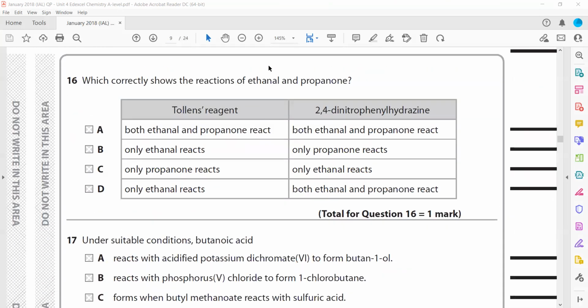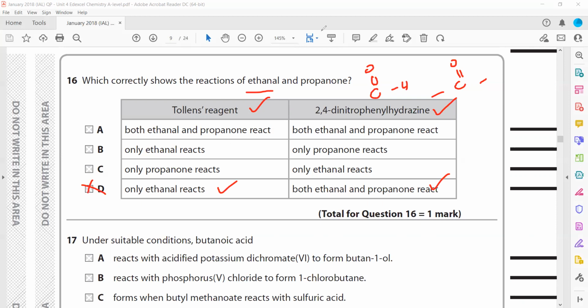Then which correctly shows the reaction of ethanal and propanone. Ethanal is an aldehyde, with Tollens reagent it can react. 2,4-dinitrophenylhydrazine is a test for aldehyde and ketone, both of them. If there's an aldehyde or a ketone, this will give a positive result. But Tollens reagent, or Fehling or Benedict, Tollens reagent is like the silver mirror test, and Fehling and Benedict solution is like a copper 2 ion is there. So that is only valid for aldehydes, but it cannot occur for ketone. So this only reacts for aldehyde, but this is for both. So that's why D is the right answer.